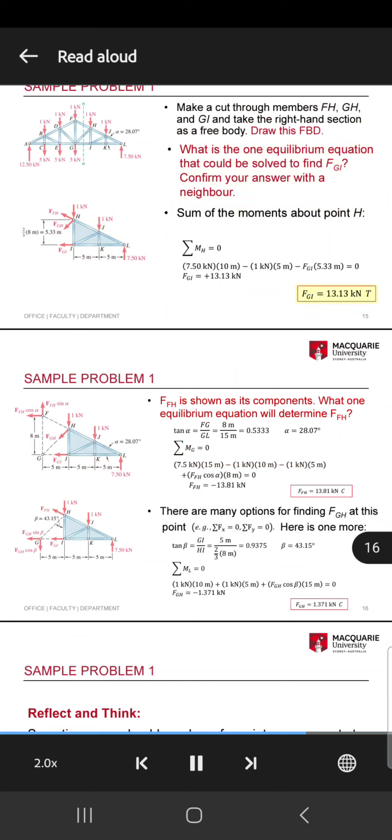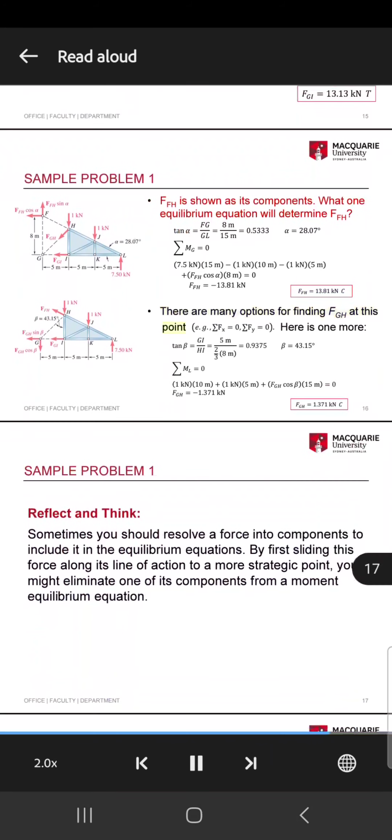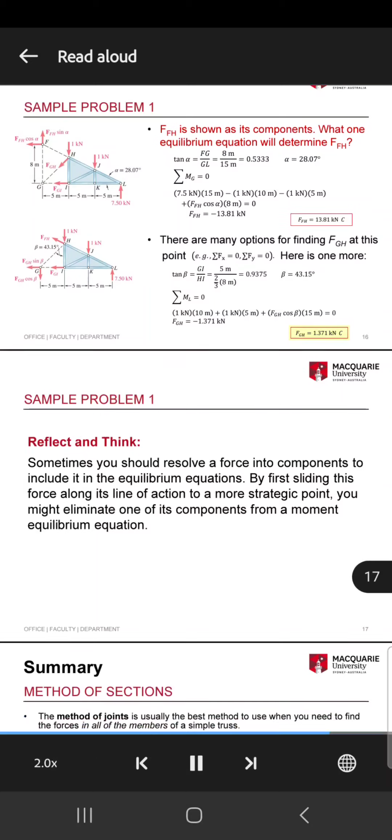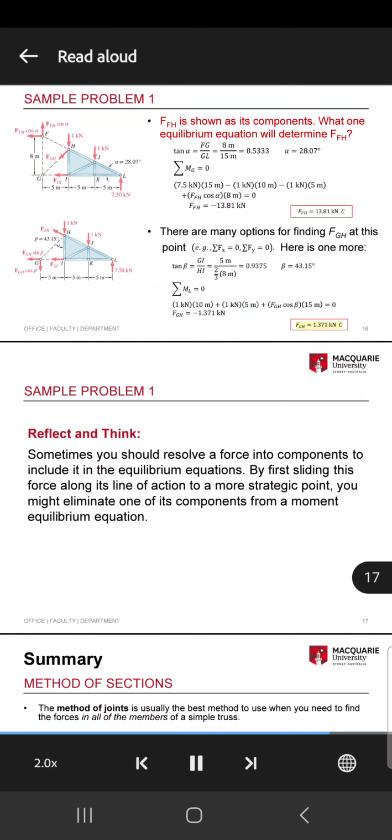FGI equals 13.13 kilonewtons T. FFH equals 13.81 kilonewtons T. There are many options for finding FGH at this point. Here's one more. FGH equals 1.371 kilonewtons C.